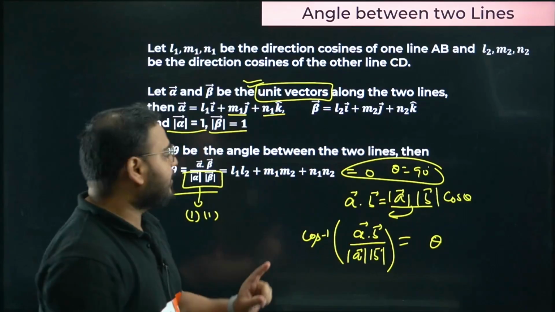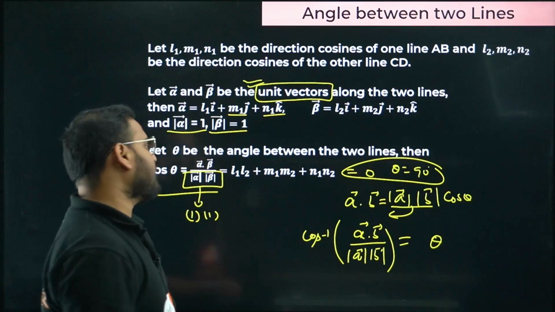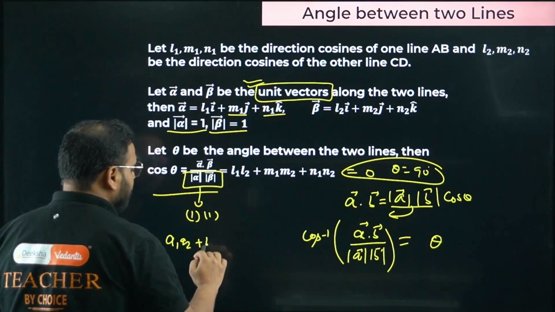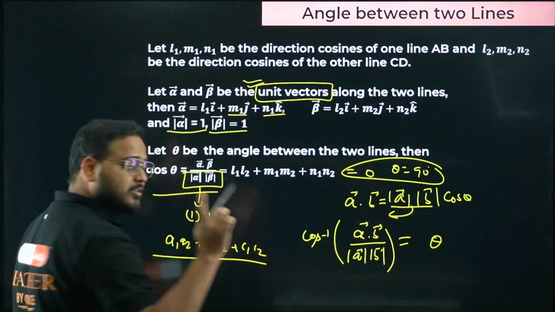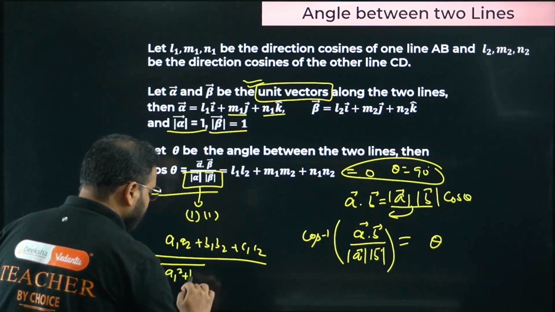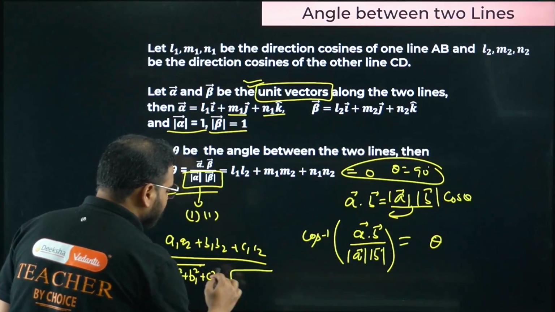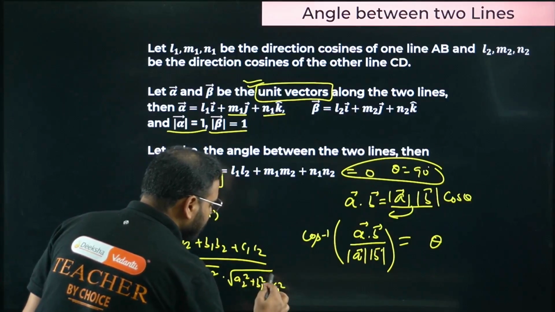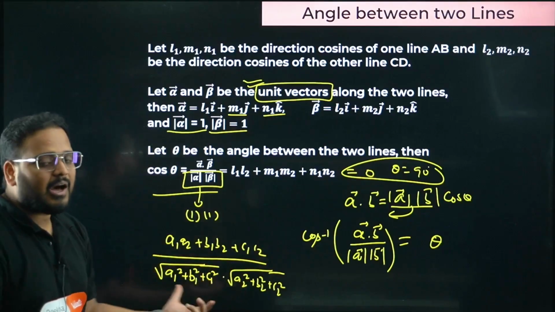So instead of this, if I take A1, B1 and C1, what will happen? You'll have A1 A2 plus B1 B2 plus C1 C2, but the denominator will also be there, sir. You'll have two results like this: A1 square plus B1 square plus C1 square, and the same way A2 square plus B2 square plus C2 square. So your question might be, sir, there is a denominator, then how come that is not there?